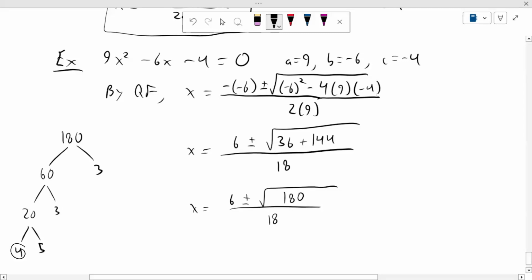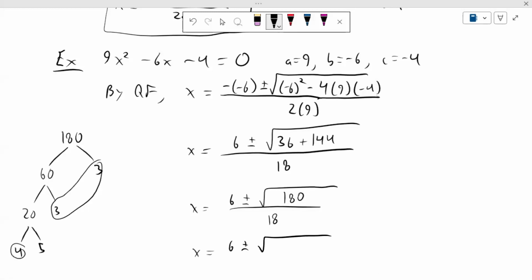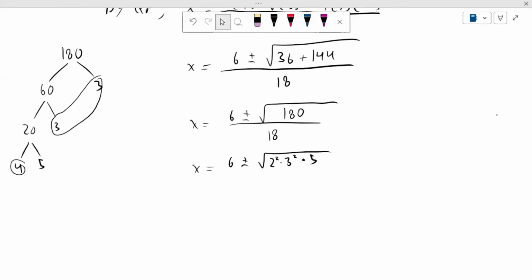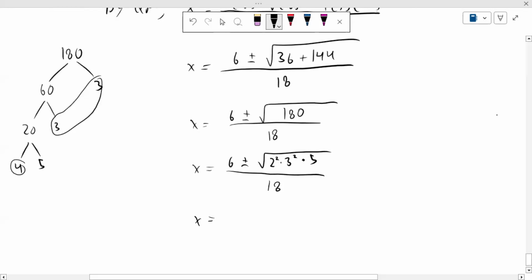So we have a perfect square here, and we have a perfect square here. I'm going to write this as x is equal to 6 plus or minus the square root of 180, which can be written as 2 squared times 3 squared times 5, all divided by 18. Now the square root of 2 squared is 2, and the square root of 3 squared is 3, so I get 2 times 3, which is 6. 5 is not a perfect square, so it has to stay underneath the radical, all over 18.